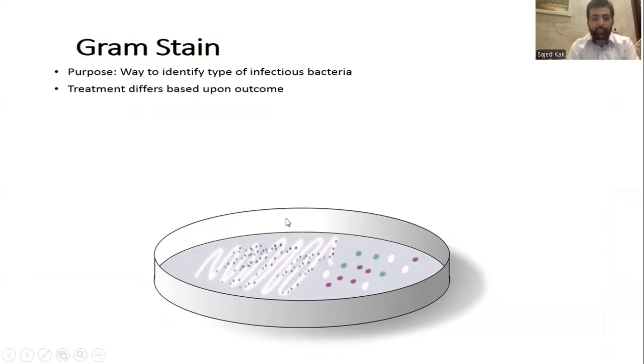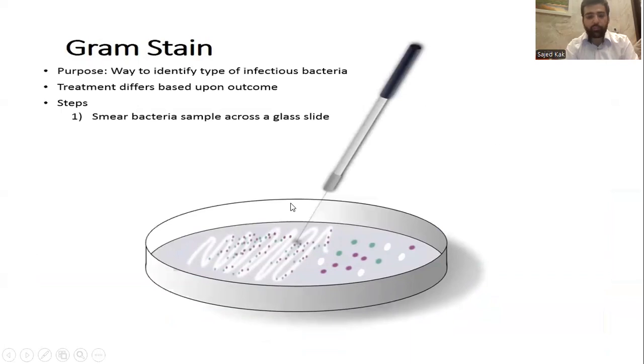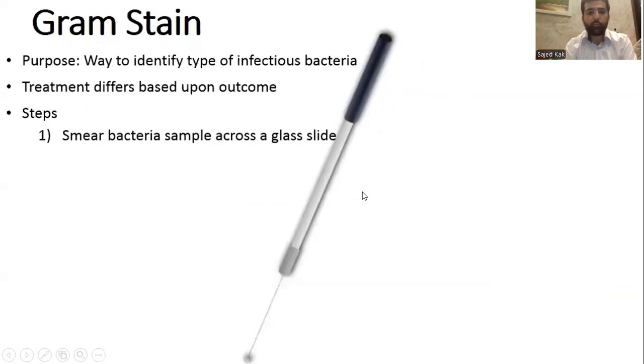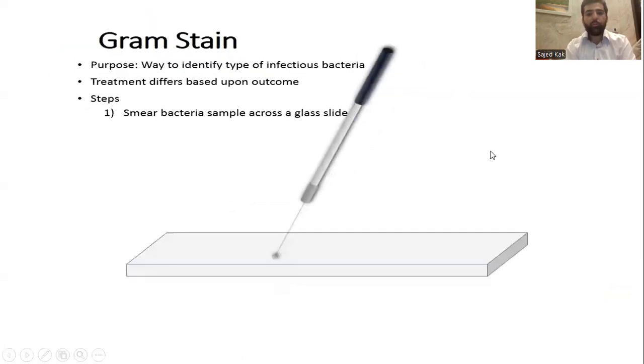Treatment differs based upon the outcome. First of all, bring an inoculation loop. This instrument is called an inoculation loop. Insert it inside any medium containing bacteria and start moving it until some bacteria are attached to this inoculation loop. Then place it on a glass slide and put a smear of bacteria across this glass slide.